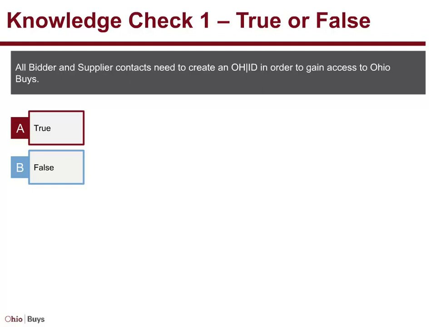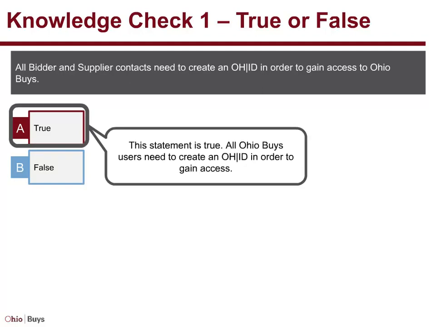Knowledge Check 1. True or false? All bidder and supplier contacts need to create an OHID in order to gain access to Ohio Buys. This statement is true. All Ohio Buys users need to create an OHID in order to gain access.